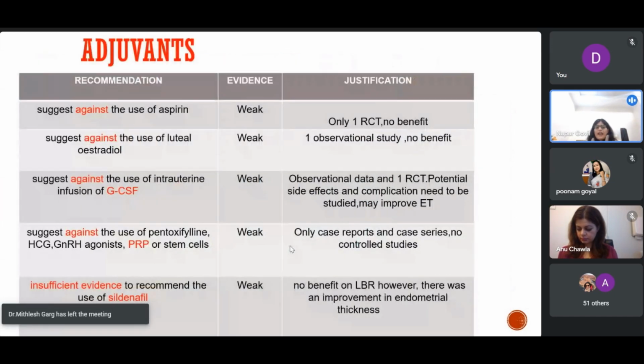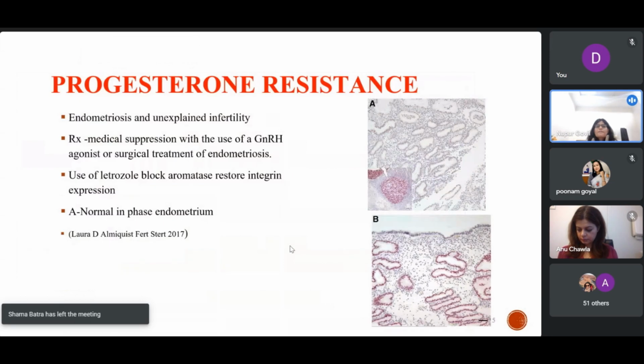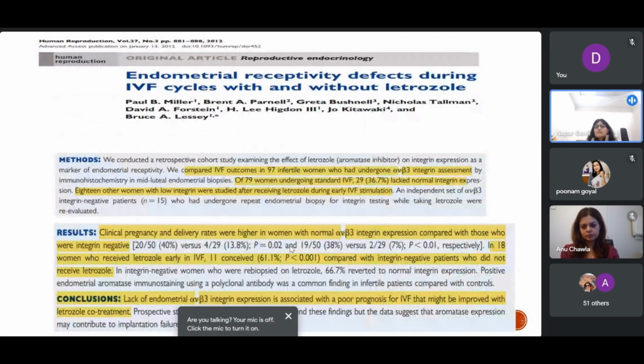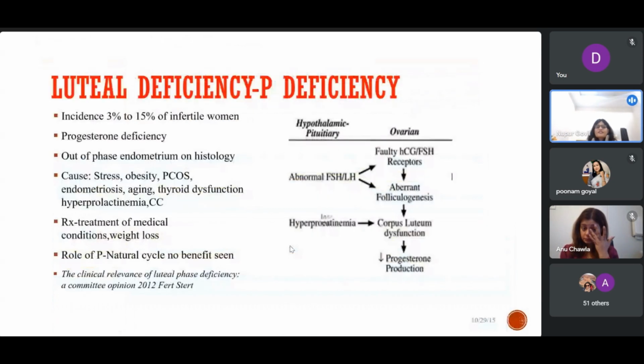This was an article on use of adjuvants, and they found there is no role of adjuvants in the management of thin endometrium. In patients with progesterone resistance, where we see BCL6 in endometriosis patients, GnRH agonist treatment or surgical treatment, and even use of letrozole to block aromatase can restore integrin expression. This was a study for improving endometrial receptivity in IVF cycles with or without letrozole, and they found that endometrial integrin expression increased after the use of letrozole concomitantly in the fresh IVF cycles.